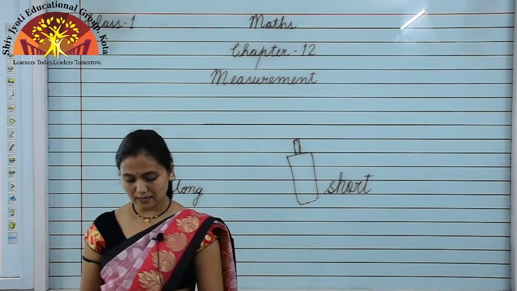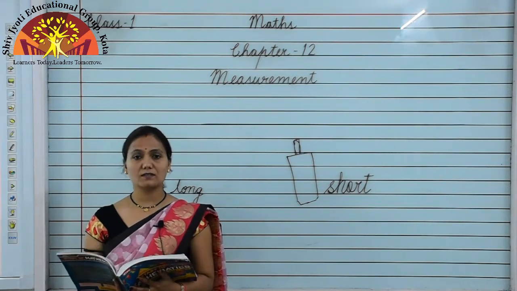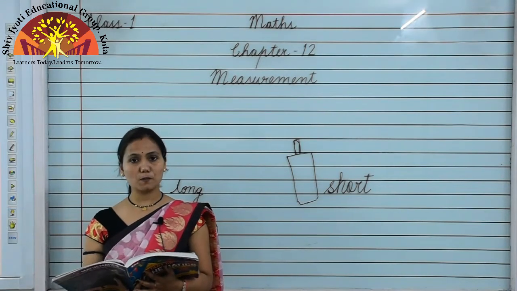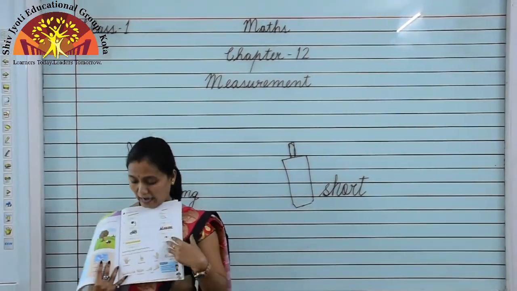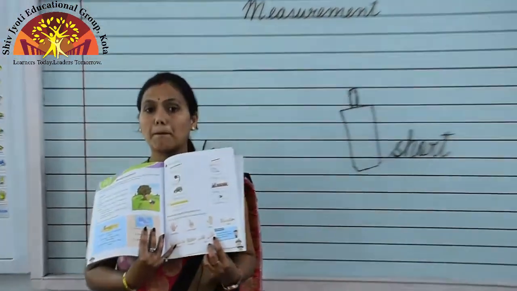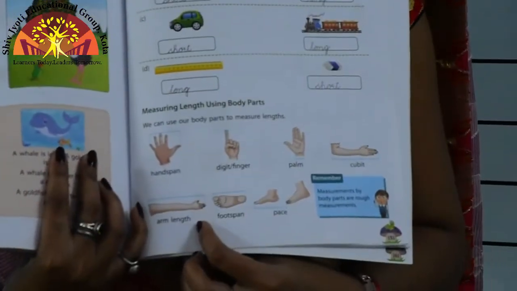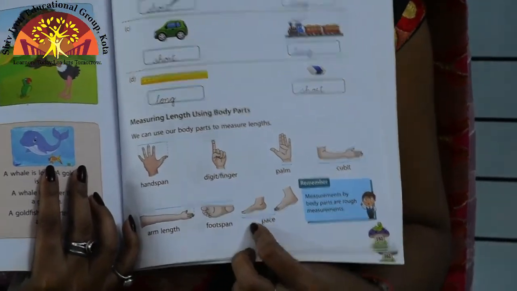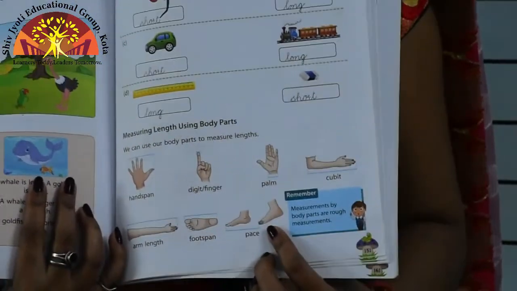Now, next is measuring length using body parts. Students, we can also use our body parts to measure length. As you can see in your book, page number 151. Hand span, digit of finger, palm, cubit, arm length, foot span, pace. So these are some body parts which we can use to measure length.